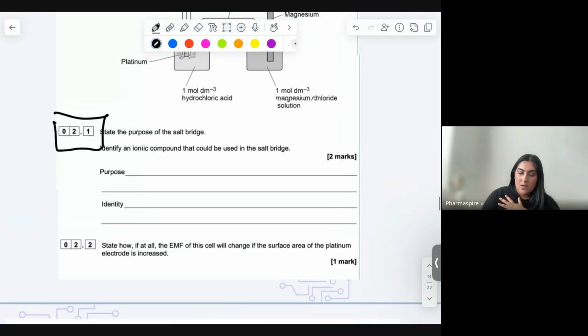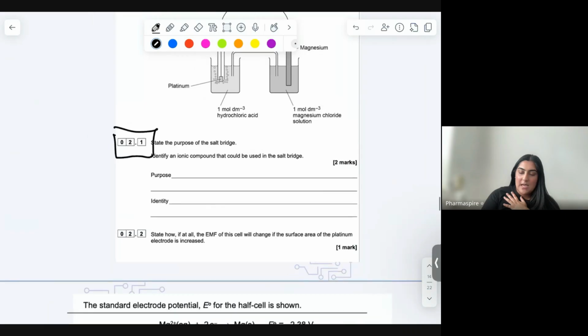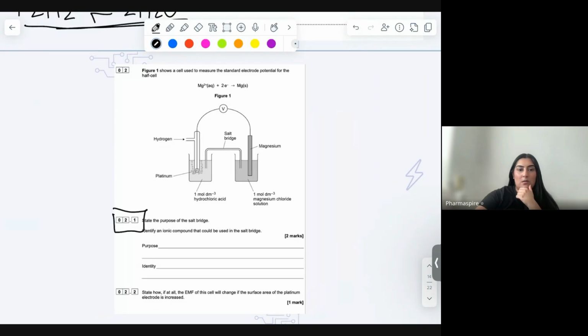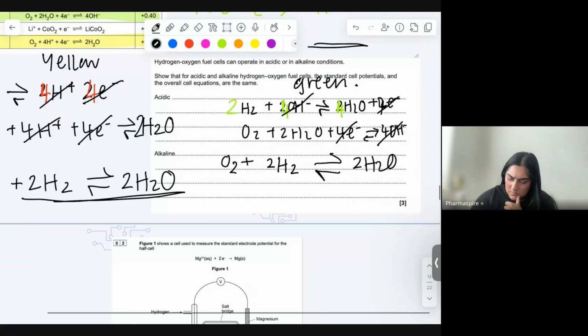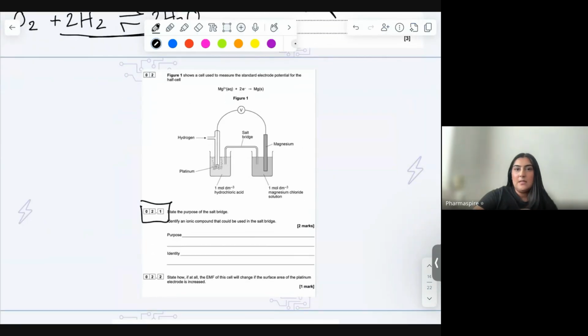Right. State how, if at all, the EMF of the cell will change if the surface area of platinum is increased. Now, let's actually have a reach. These are the ones that people don't like. Okay. So, oh, yeah. So the identity of what you want is obviously potassium nitrate. You need to know that. It's basically a salt bridge, which is like a piece of paper that is soaked in potassium nitrate. That's what you need to know, okay?